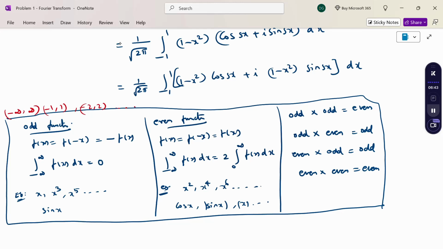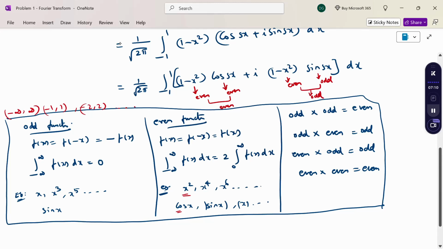So now 1 minus x square, look at here, when x is square, then this is an even function. When the cos function is involved, this is an even function. So even function into even function is nothing but even function. Then this is another term, even function. This is an odd function. Even function into odd function is an odd function.